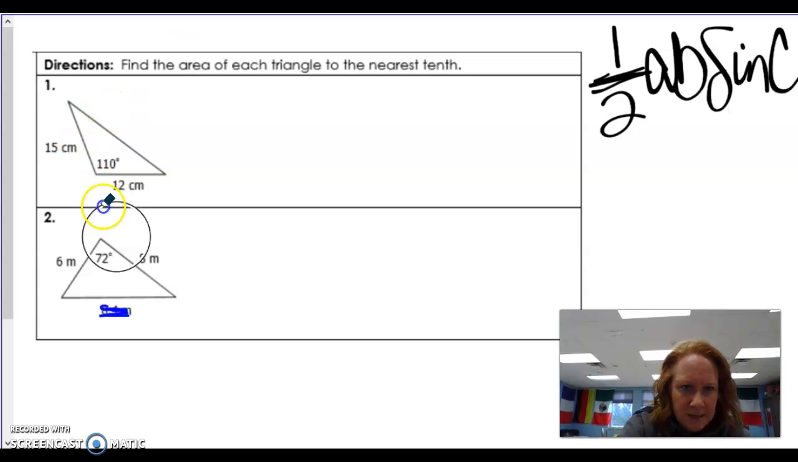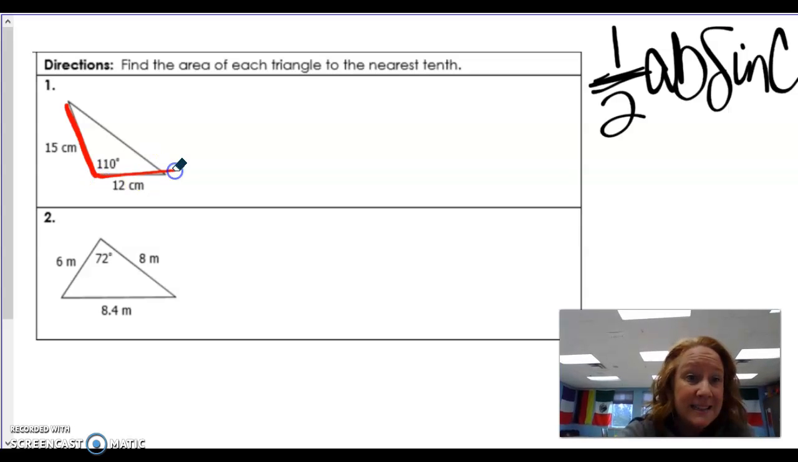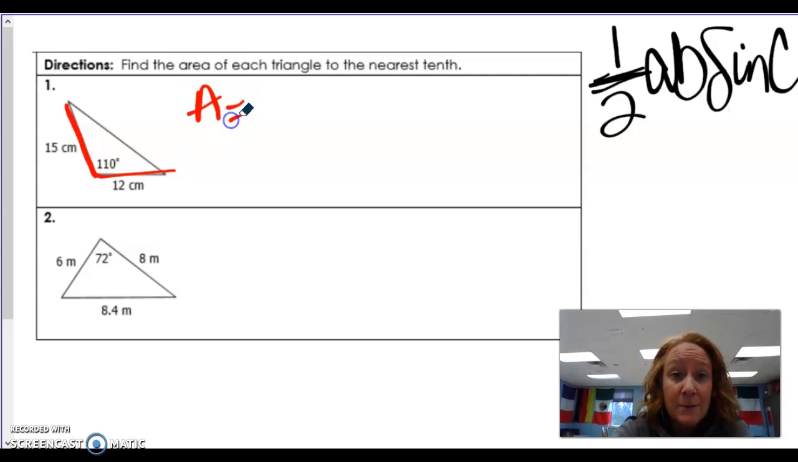Look, I never erased from last time I did it. So, it doesn't really matter what A and B are. They're this one and this one. And do you see how the angle's in the middle? The angle has to be in the middle for this to work. Okay, so I've got my area equals 1/2.